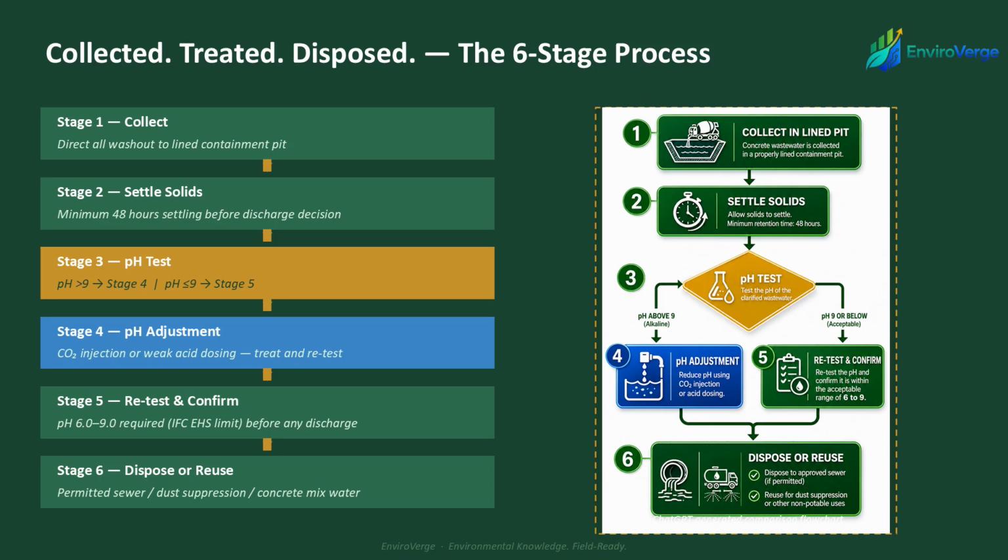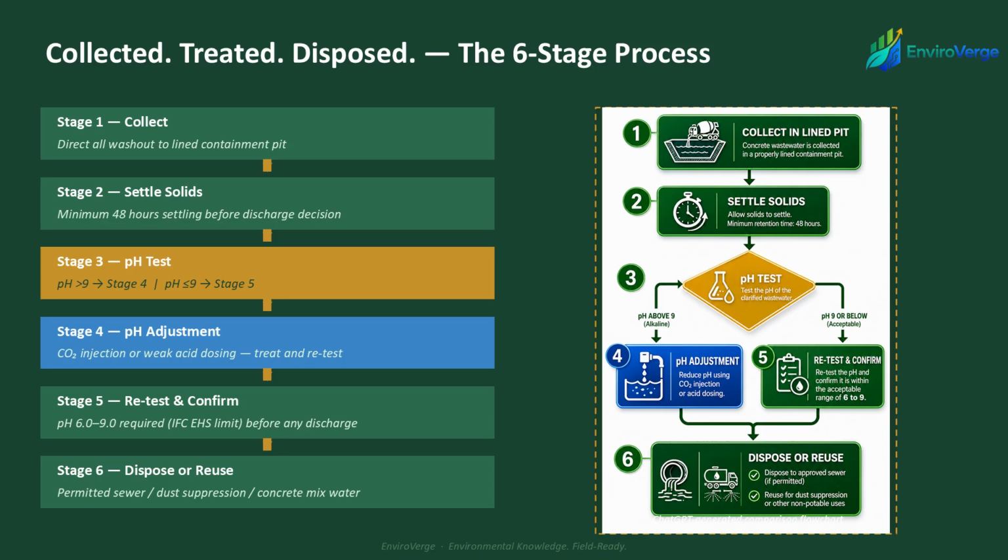Stage 6. Dispose or reuse. Confirmed compliant water can go to a permitted foul sewer connection or be reused on site for dust suppression on haul roads or as non-structural concrete mixing water. On-site reuse eliminates the disposal step and reduces your freshwater demand. Follow this process every time.